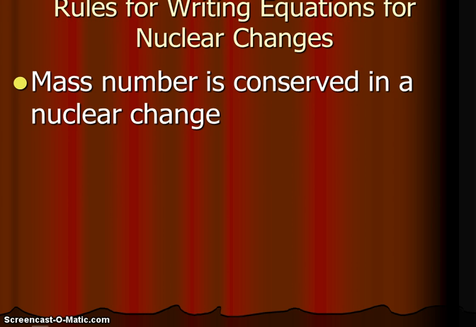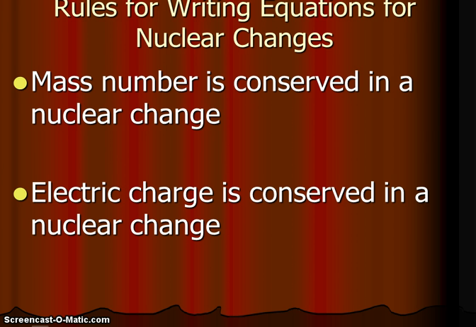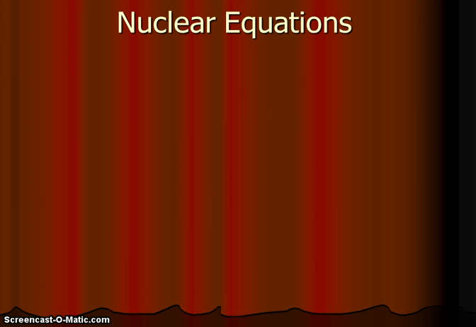So the rules for writing equations for nuclear reactions are basically twofold. The first thing is that the mass number, the number on the top, has to be conserved on the reactant and the product side. And the second thing in writing nuclear reactions is that the electric charge also needs to be conserved on both sides, or the atomic number needs to be the same on both sides of a reaction. So let's look at some examples.